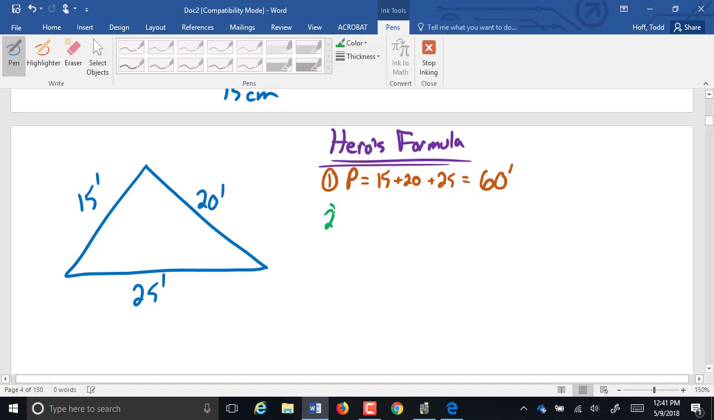What was step 2? Do you recall? S, which is the semi-perimeter. What's the semi-perimeter? The perimeter divided by 2. 60 divided by 2 is 30 feet.